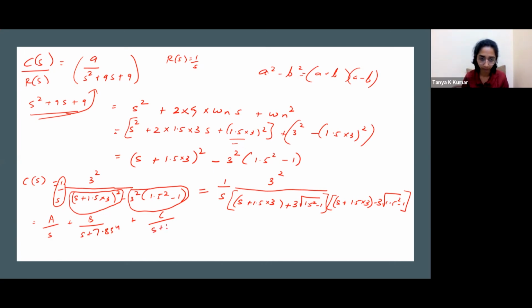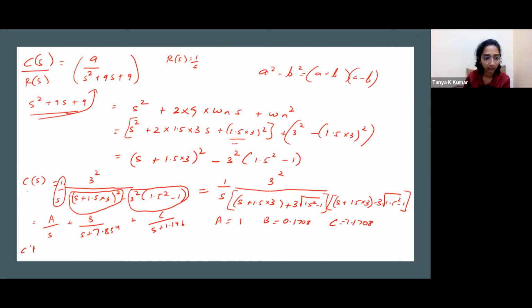You get S plus 1.146. And when you do these partial fractions, you get values A equal to 1, B equal to 0.1708, and C equal to minus 1.1708. Okay, you get these values. So now you take the inverse Laplace transform. You get inverse Laplace transform of both sides. So inverse Laplace transform this side and this side.